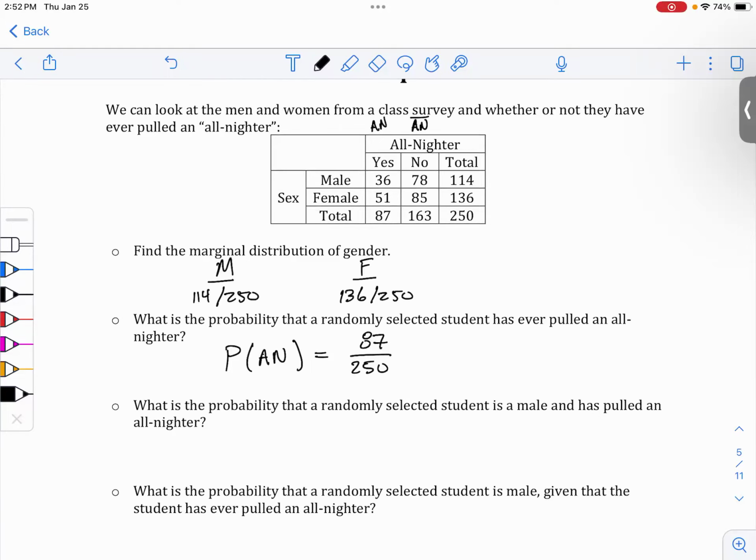What is the probability that a randomly selected student is male and has pulled an all-nighter? Probability male and all-nighter. So how many students are male and have pulled an all-nighter? 36, I thought I heard it, out of 250. All right, so always make sure you are creating your probabilities as value out of value, and that's what it is every single time.